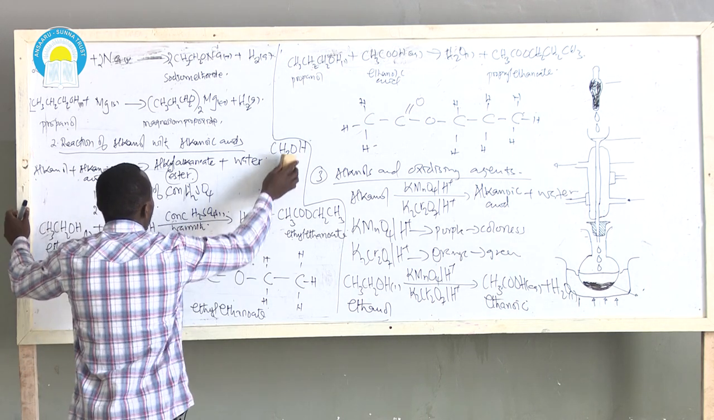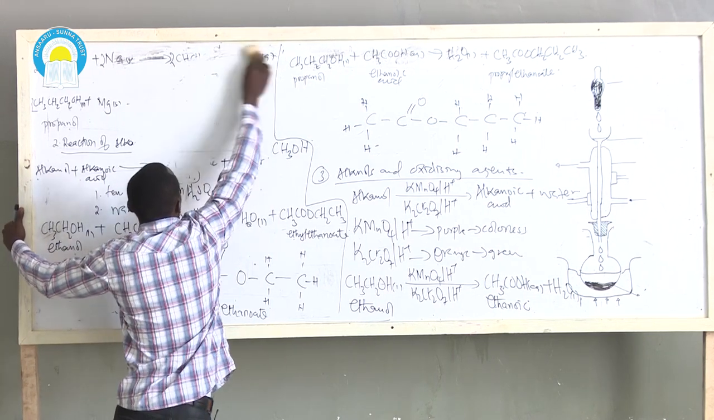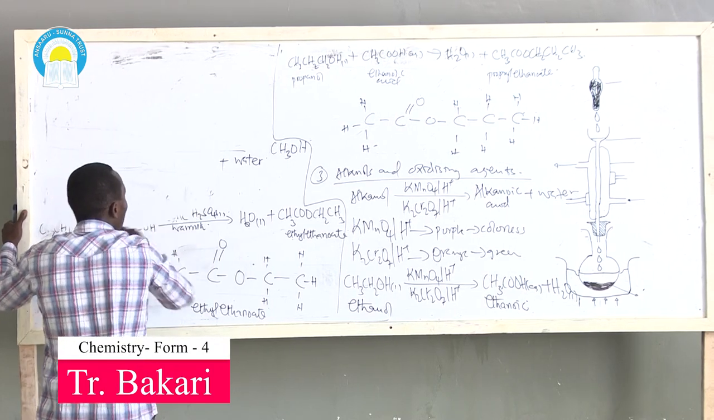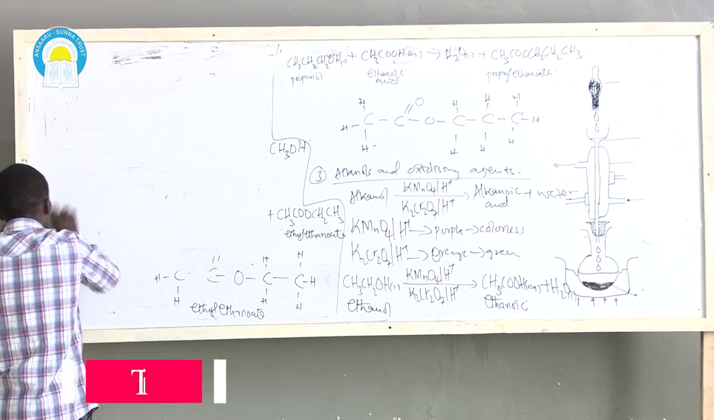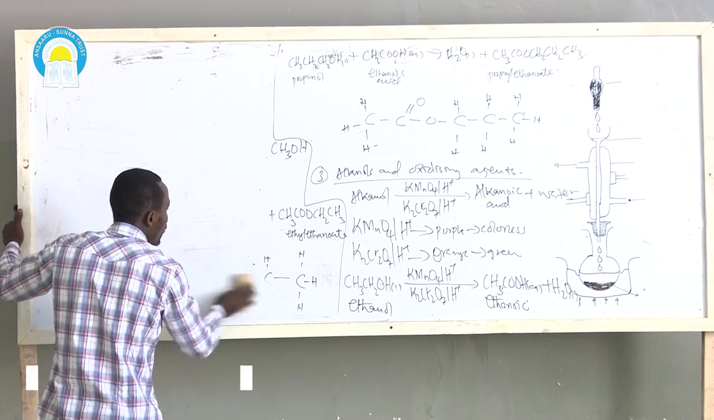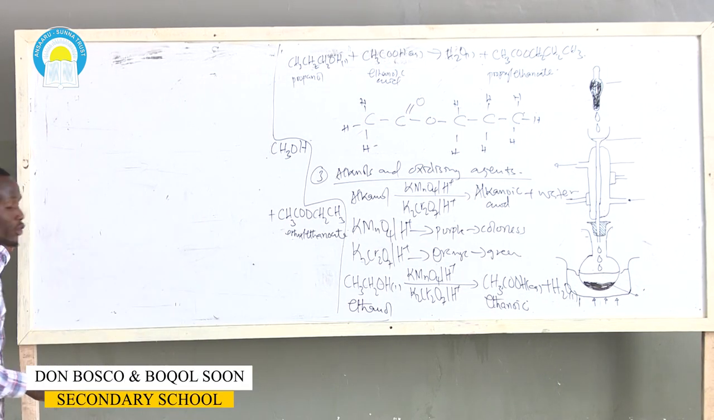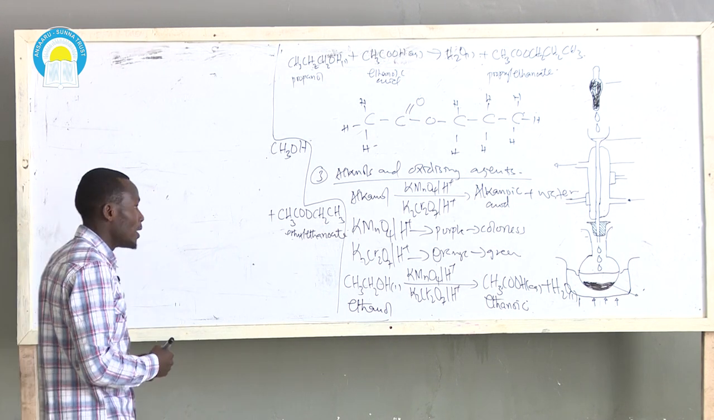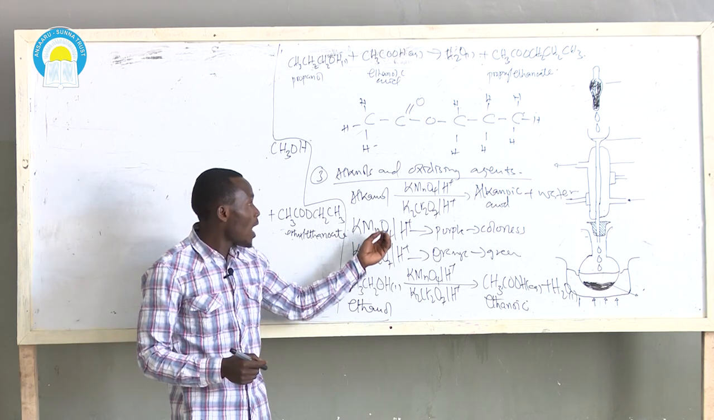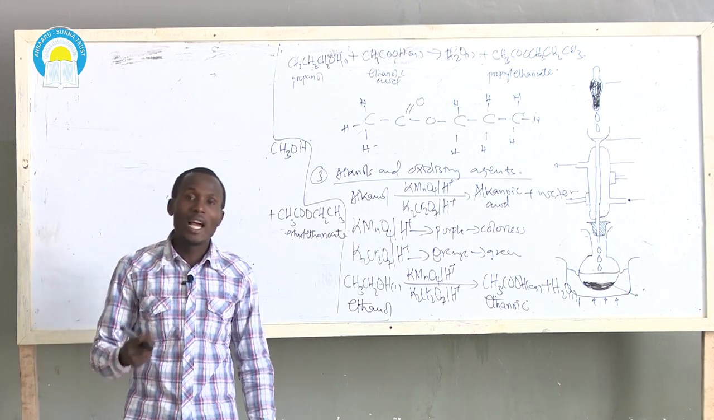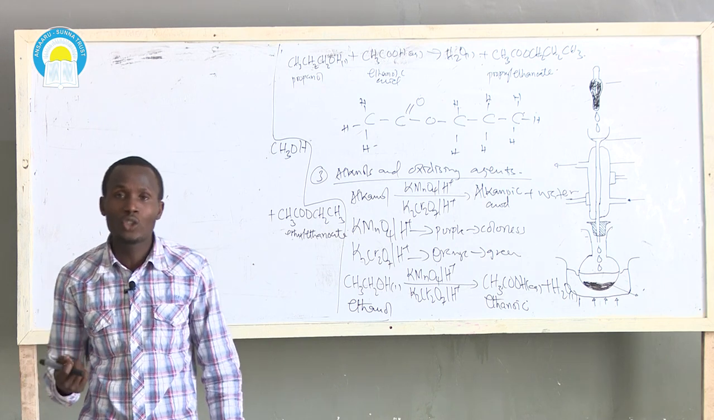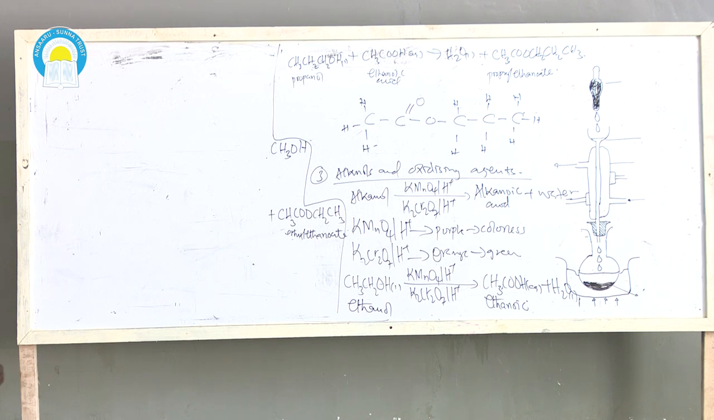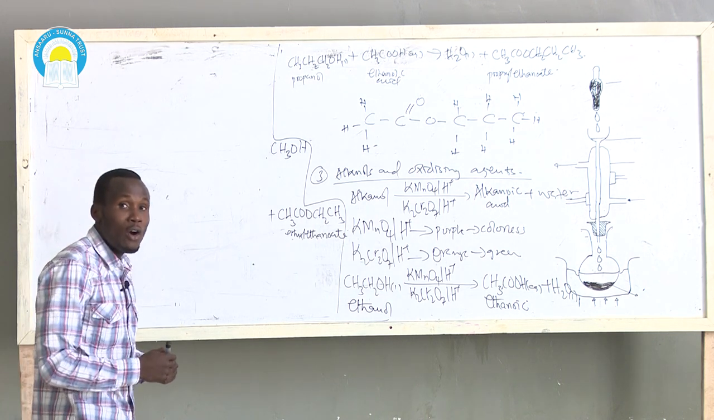And we also have combustion, burning of alkanols in air. Alkanols are flammable, and when you burn them in air, they will burn in oxygen, resulting in the formation of water and carbon(IV) oxide. And you also need to note that alkanols are saturated. So the color of the flame that they will produce during combustion is a blue flame. They burn with a blue flame, resulting in the formation of water and carbon(IV) oxide.